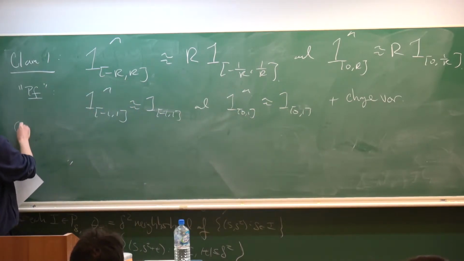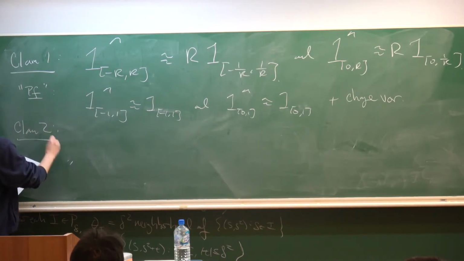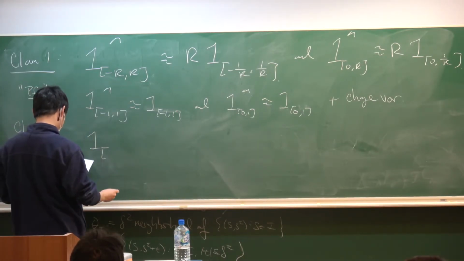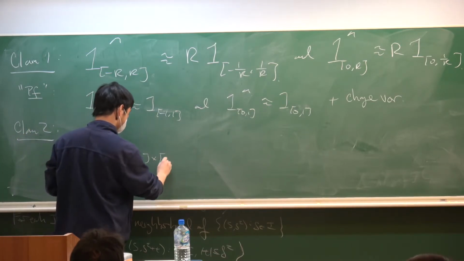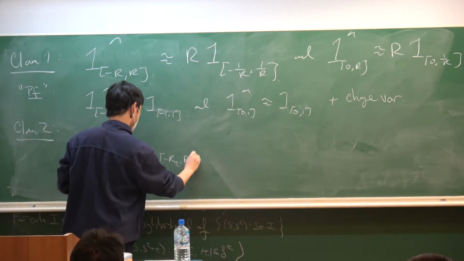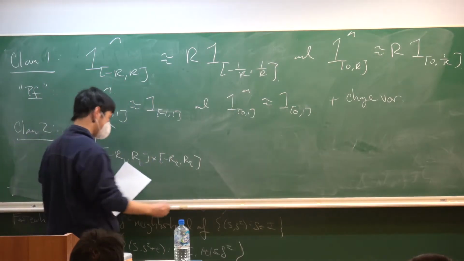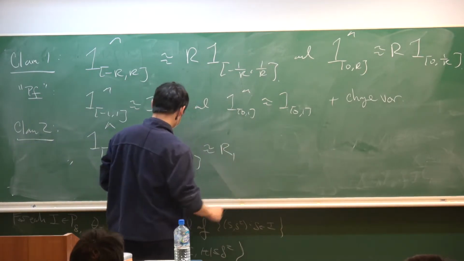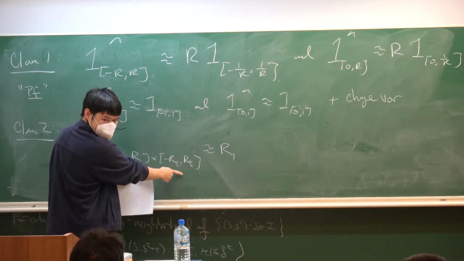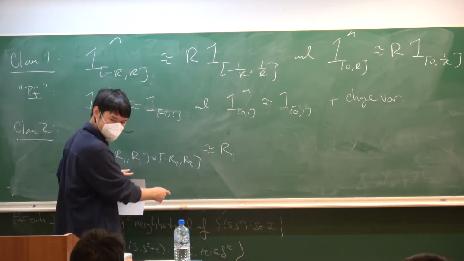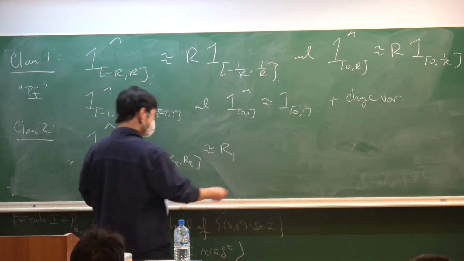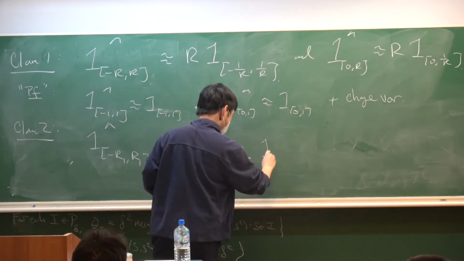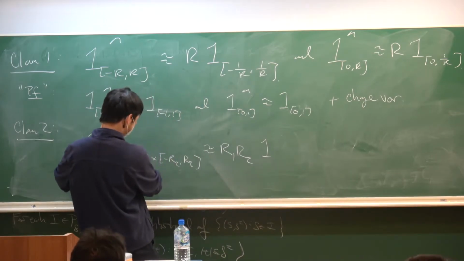Okay, so claim 2. What's the Fourier transform of a box now? Let's say [-R1, R1] cross [-R2, R2]. What's the Fourier transform of this? Well, it's just the area. It's R1 times R2. We don't even care about the factor, 2R1 times 2R2. No, it's just R1 times R2. And you invert the x coordinate and invert the y coordinate.